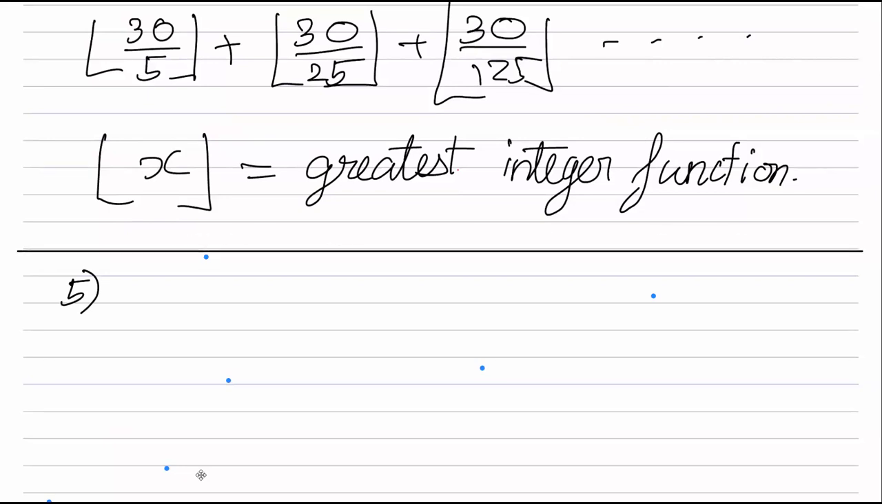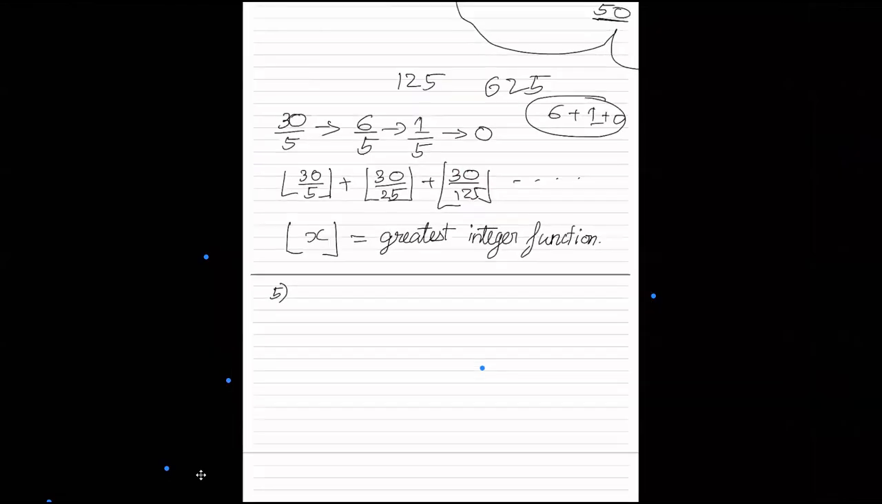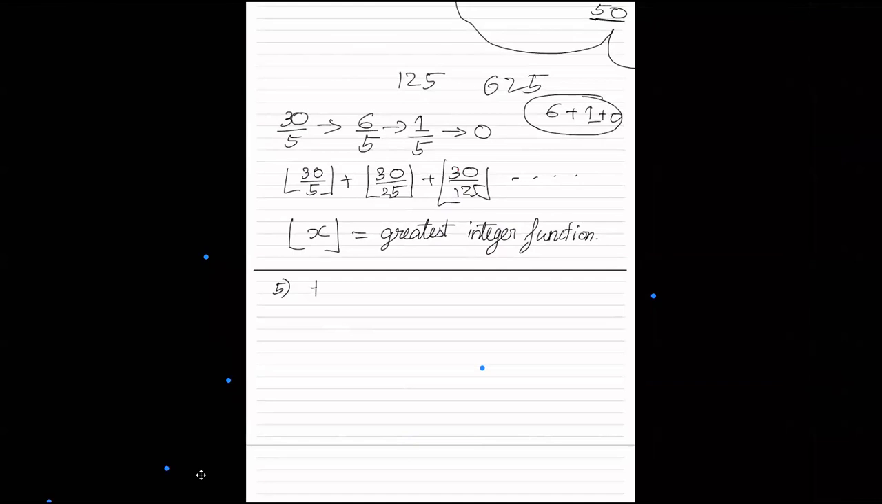using the same method that I've written on top of it. Question 5 is the trailing zeros of 135 factorial.